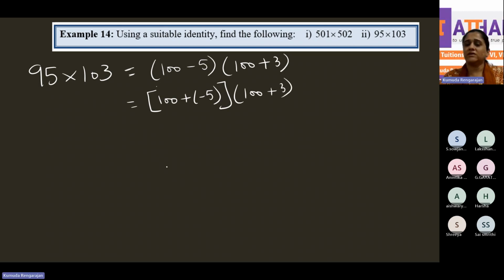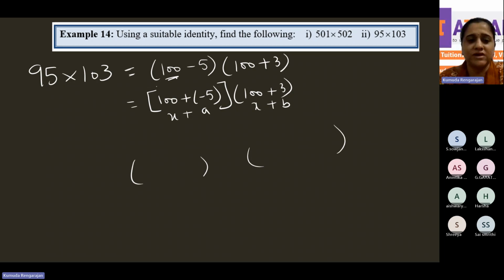Understood what I've written? I made it look like x plus a into x plus b, because it was like x minus a into x plus b. Why am I saying x? Because look at the brackets. The first terms are the same, x, x. The second terms are different, a, b. The connecting sign should be plus. Actually, it is x plus a into x plus b. We don't have x minus a and x plus b.